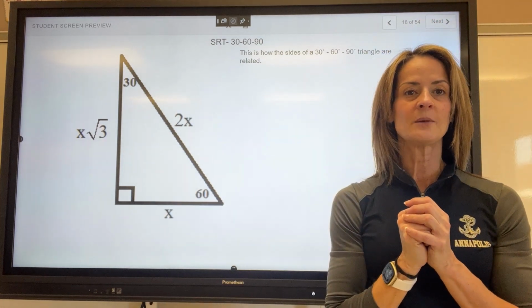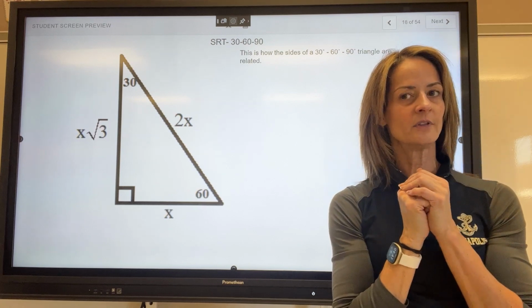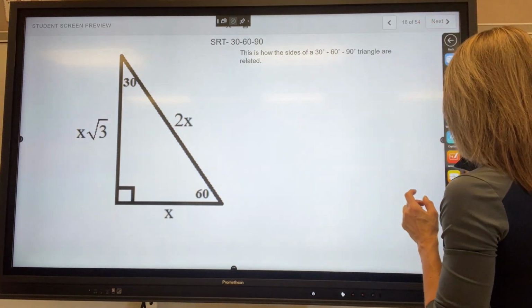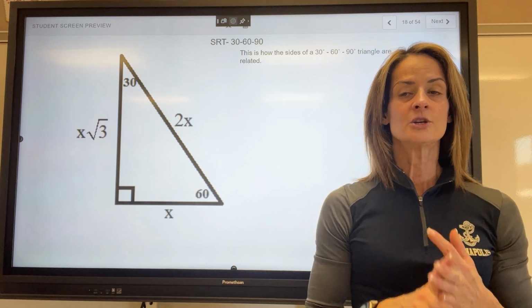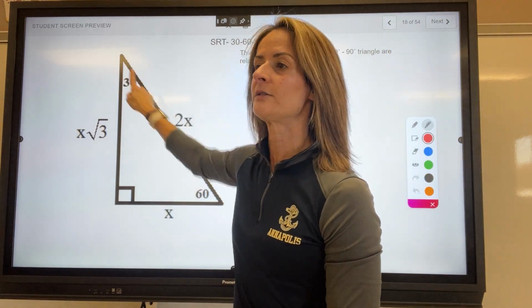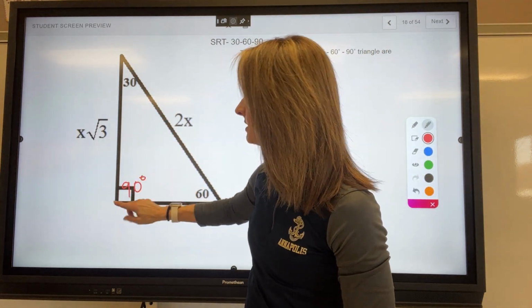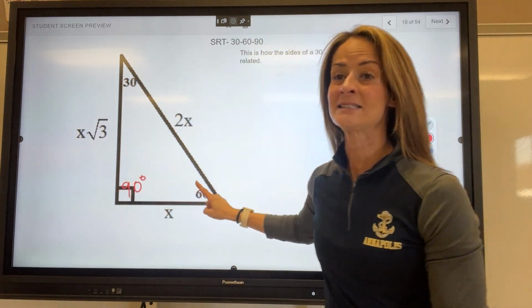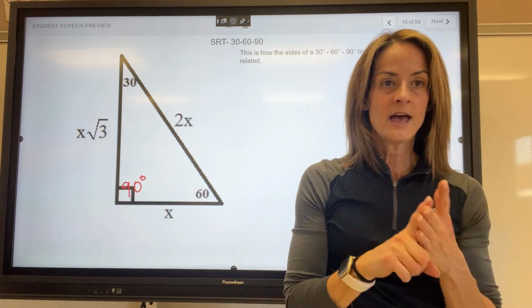It has a relationship that we can memorize, and it's a shortcut to find the lengths of the legs that are missing. First of all, we have to identify this is a 30, 60, 90 triangle. Usually it will only give us one of these angles, the 30 or the 60, but it always tells us this is a 90-degree angle. So if this angle's 30 and this angle's 90, then this one has to be 60 because 30 plus 60 plus 90 adds up to 180.